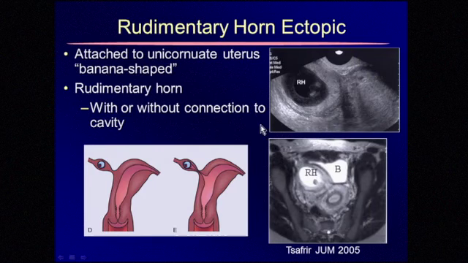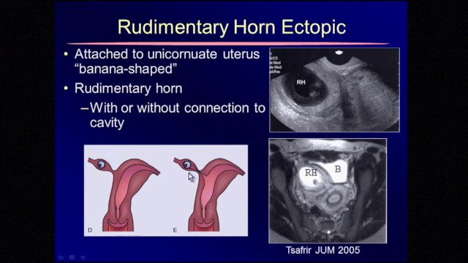Now the rudimentary horn ectopic pregnancy. So the Mullerian defect that we have here shows us that the second part, the second uterus that fuses together, does not form. It's only in a rudimentary form. You get the unicornuate uterus, which has typically this banana shape.